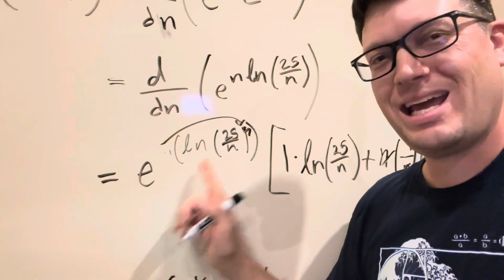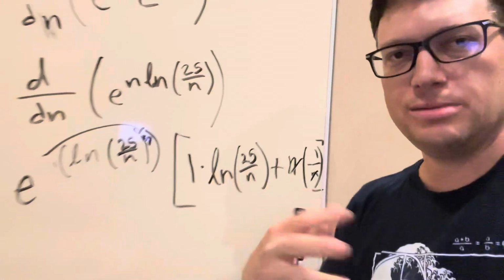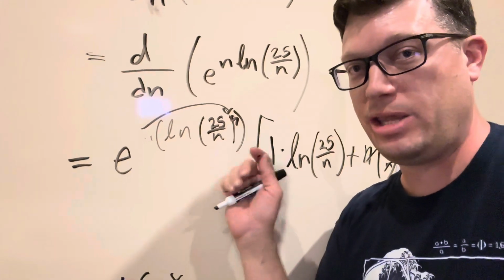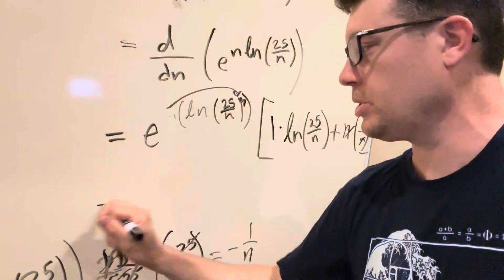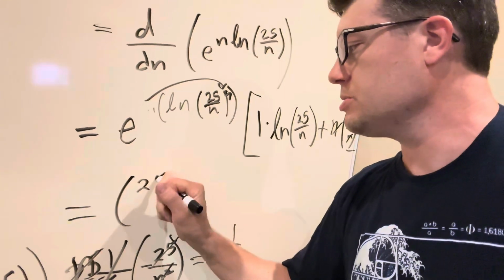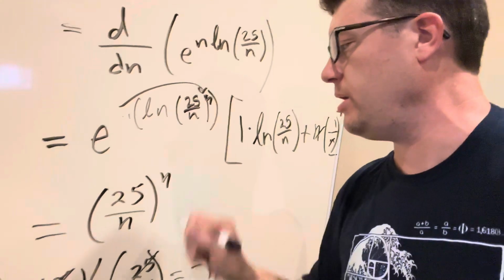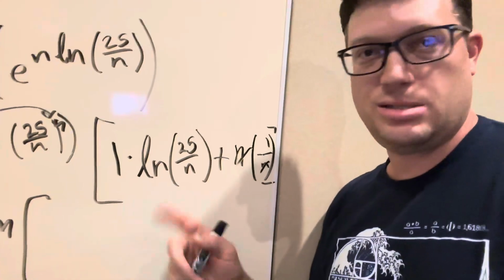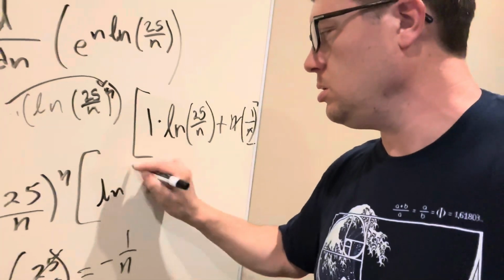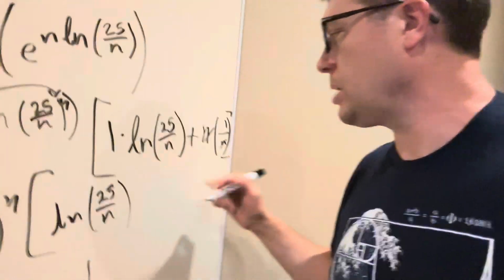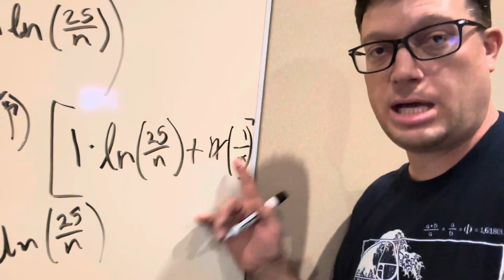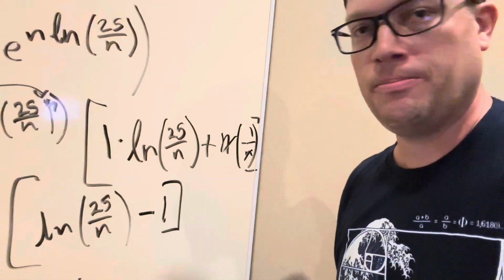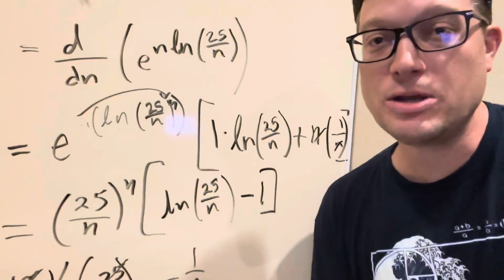And then I'm going to know that e and ln will cancel. They are equivalent to just not even being there and having this argument with the power of n the way that it moved. That's the new thing. Okay, so we're ready. 25 over n to the power of n. Now we're going to multiply by this expression, what's really just 1 times this, so natural log of 25 over n, plus n times negative 1 over n, which is just subtracting 1.